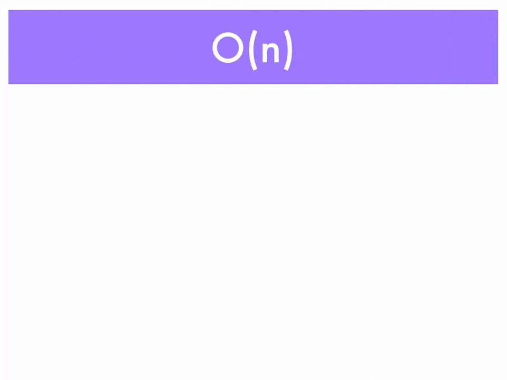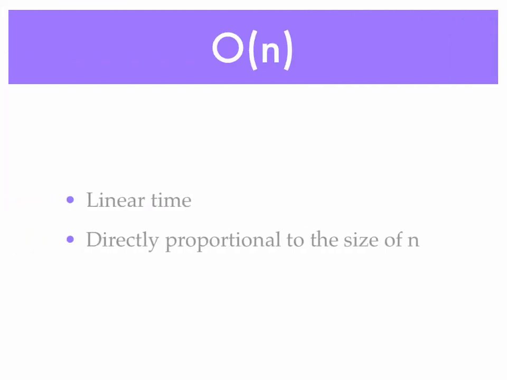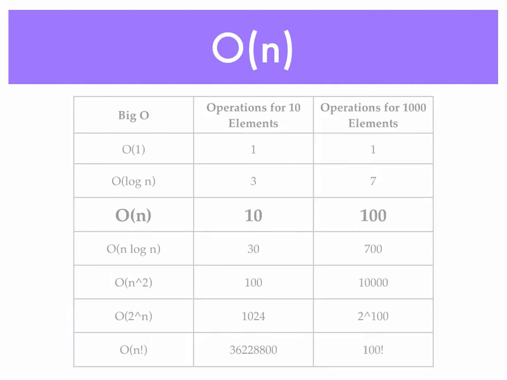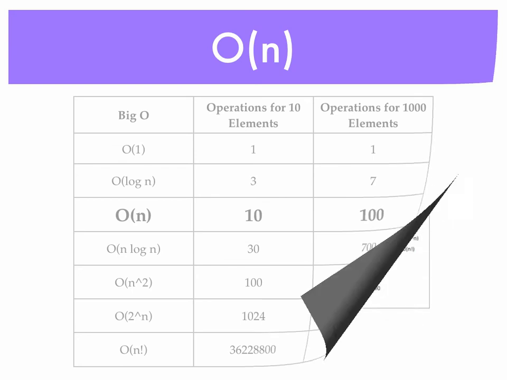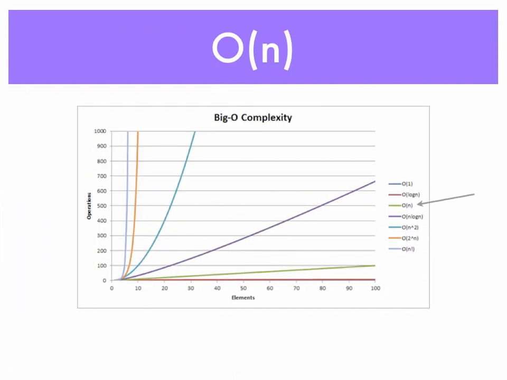And then I move on to O(n). This is linear time. The growth is directly proportional to the size of n. So in O(n), if I have 10 elements, 10 operations; 1,000 elements, 1,000 operations. We see that here in our line.